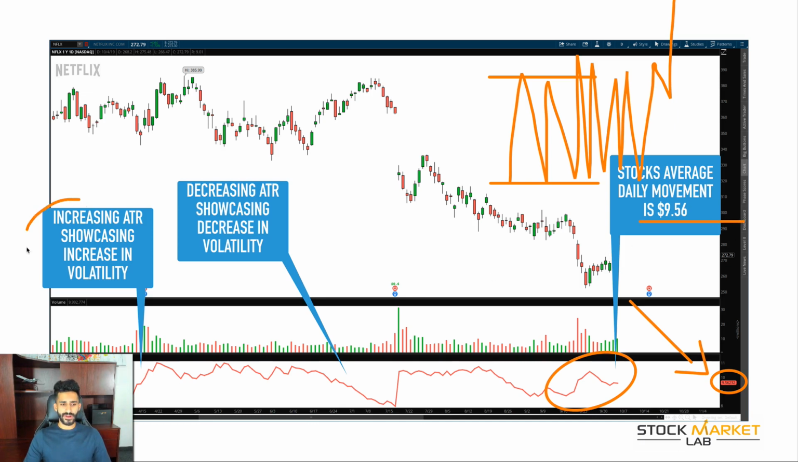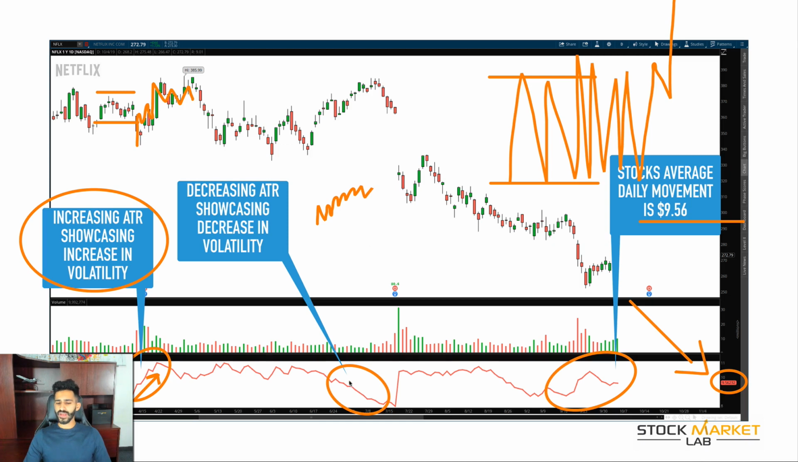Now, if you guys take a look right here, increasing ATR is showcasing an increase in volatility. As the ATR is increasing, it's showcasing that the daily price movements are getting larger and larger compared to the past. So look at the candles here. Very small, which is why the ATR goes down, showcasing not a lot of activity happening. And then once the ATR shoots up, it's showcasing more and more activity. And you guys can see that. Decreasing ATR, which is right here, showcases that the daily movement is getting smaller and smaller.